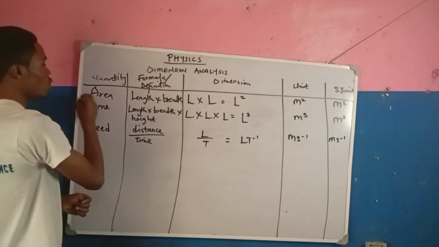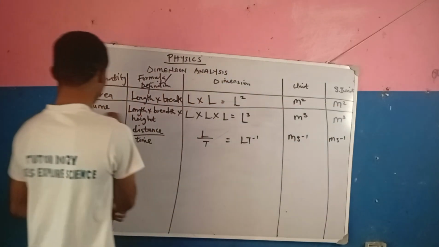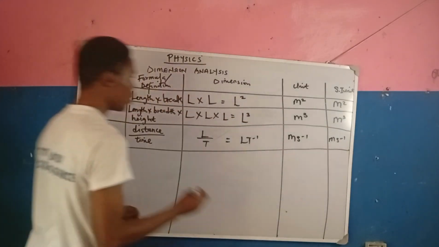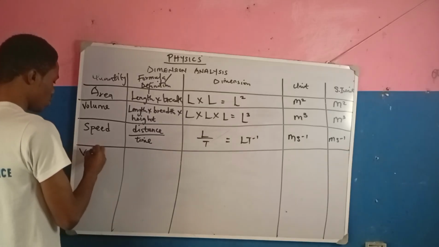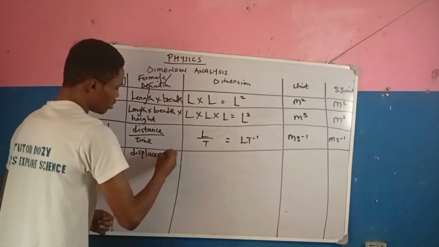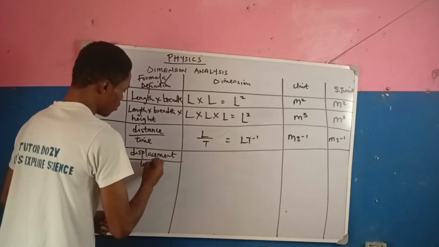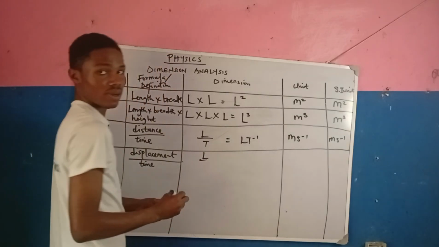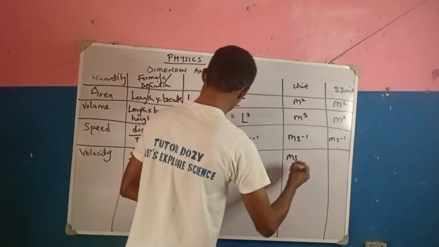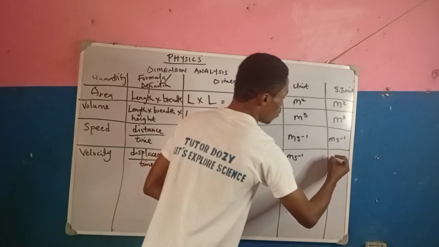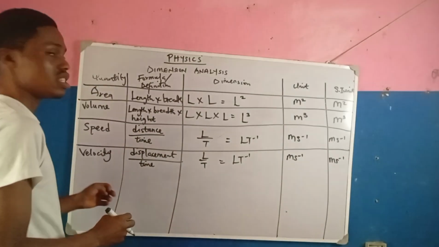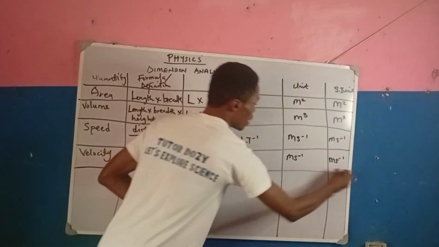Now the next one, we have velocity. Velocity is displacement over time. For displacement we have length and for time we have T, which is the same as speed. Now the dimension for speed and velocity are the same. What is the subtle difference there? Speed is a scalar and velocity is a vector. That's the difference between them, but their dimensions are the same.